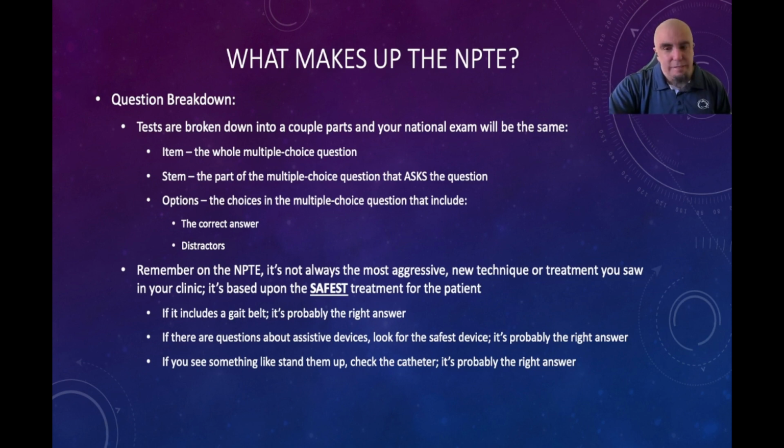If you see something like stand them up, check the catheter, that's probably the right answer because it probably has something to do with autonomic dysreflexia. So you're looking in those questions, and those are the things you're looking for. You're looking for, in those items, finding my stem. Once I find my stem, then I have to go down to my options and pick the best option that relates back to that stem, right? Always make sure those two things fit together when you're answering the question.